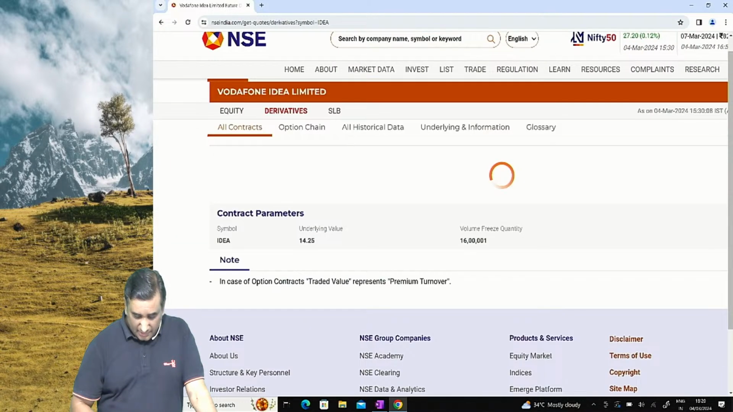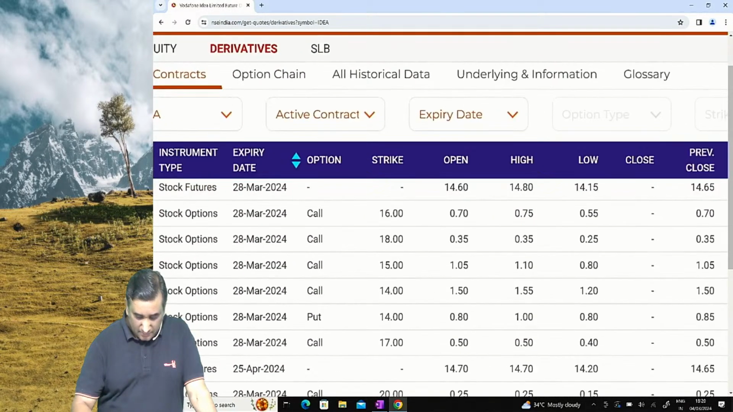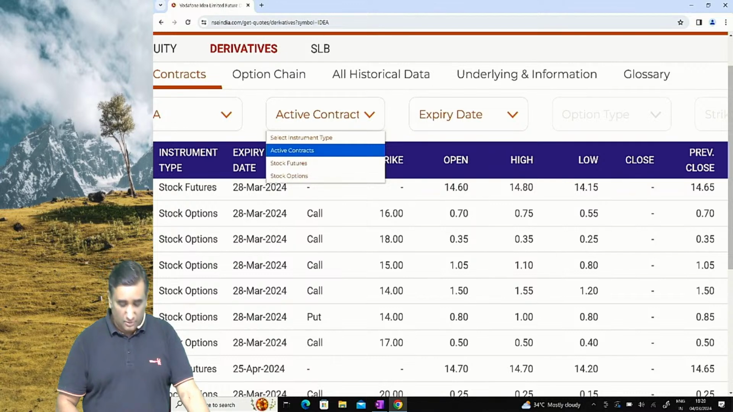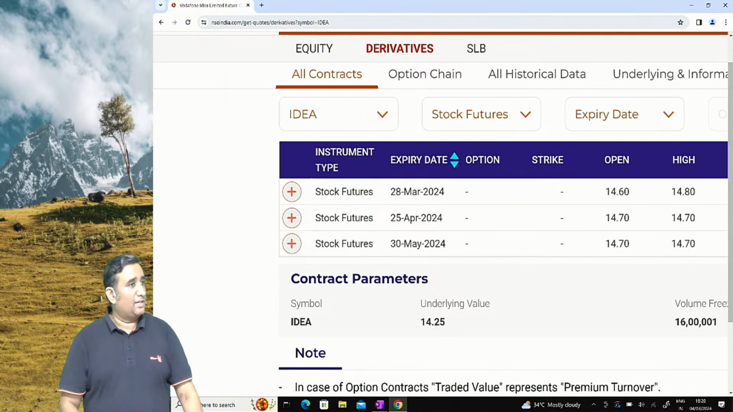The derivatives will have two types again. You can have stock futures. There is a stock futures and option contract. Let's suppose I click on stock futures. This will open up only 3 months. Practically only 3 months trading can be done. Since we are in the month of March, whether we trade today, tomorrow, etc., till 28th March, we'll have only 3 contracts. The moment 29th March comes, or whatever comes after 28th, they'll have the next 3 months.